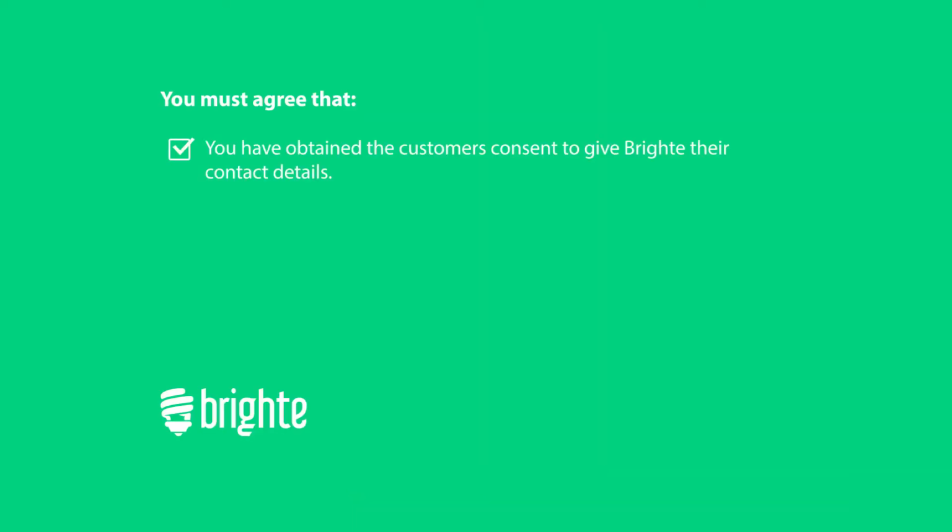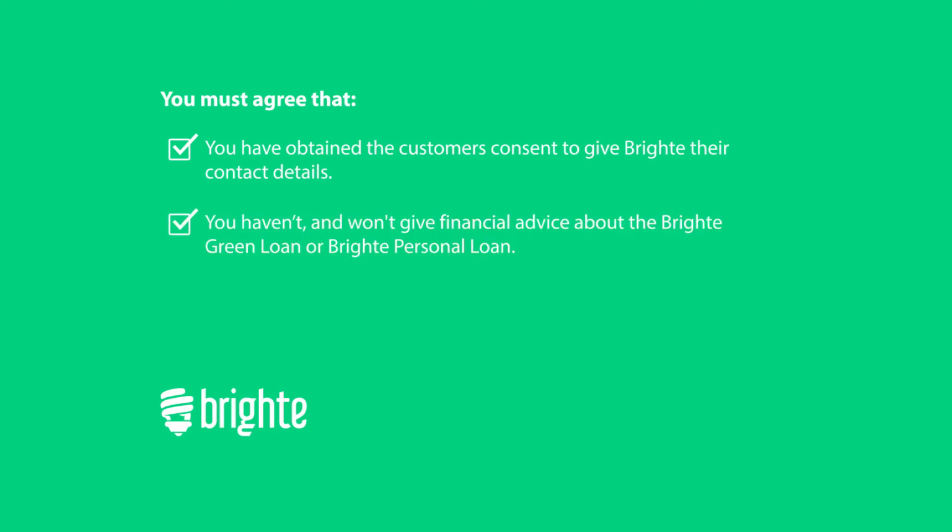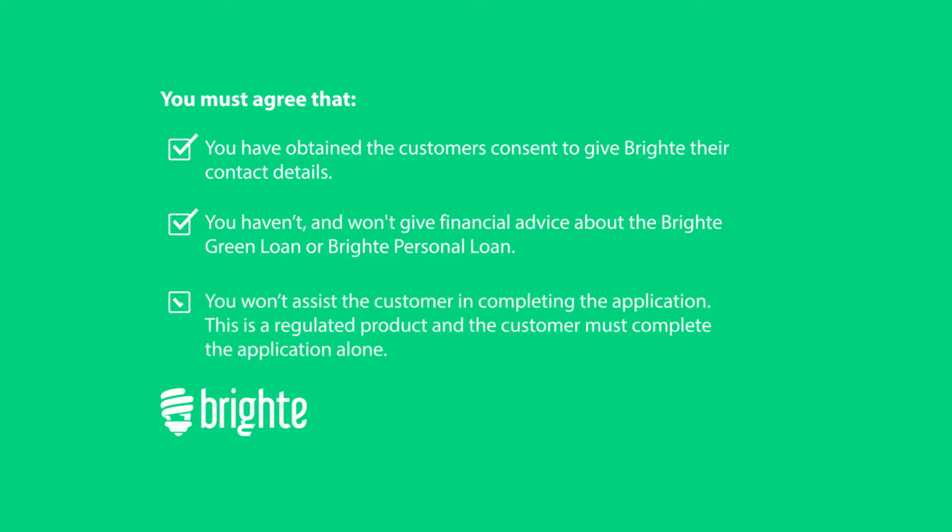From here, you must agree that you have obtained the customer's consent to give Brighte their contact details. You haven't and won't give financial advice about the Brighte Green Loan or Brighte Personal Loan. And you won't assist the customer in completing the application. This is a regulated product and the customer must complete the application alone. Also, be sure to let your customer know if you are receiving a fee or benefit for referring their details to Brighte.